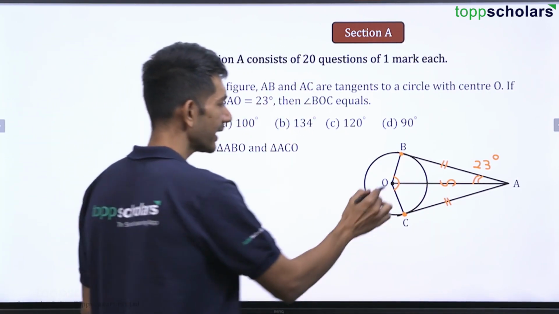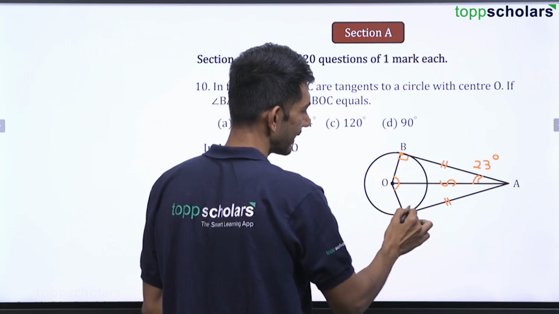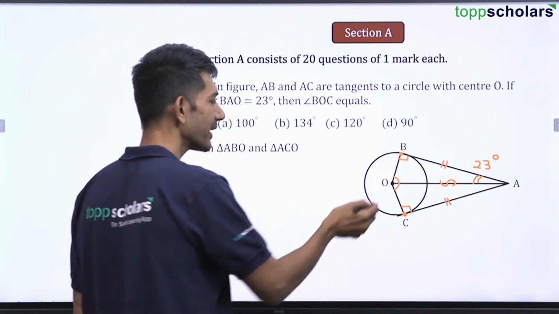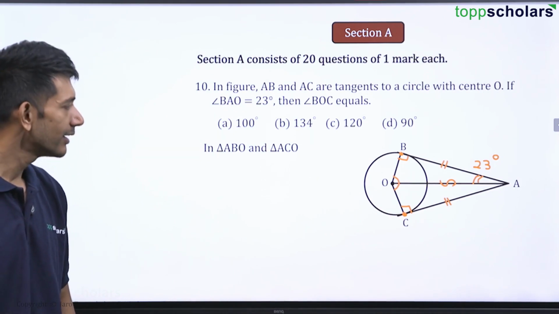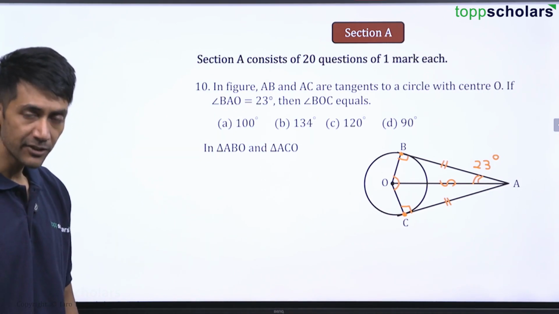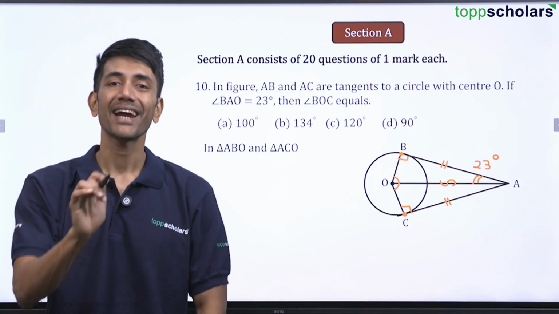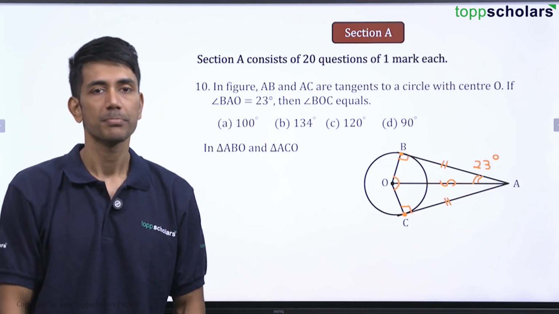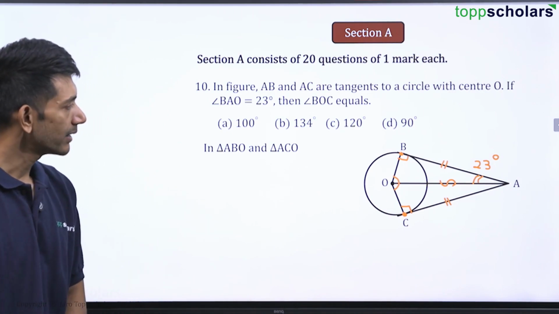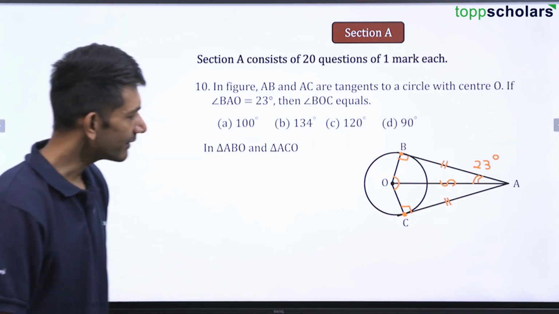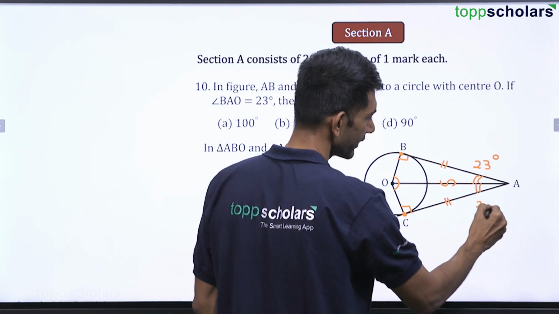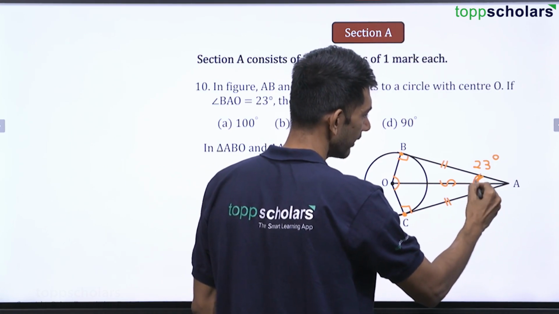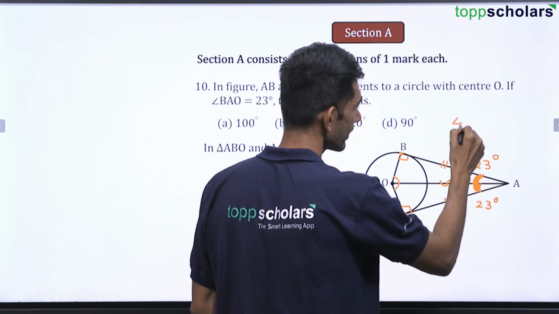If you want, you can take this as 90, this as 90, or else you can also take the radius. If you take the radius, that will be SSS test of congruency. If you take 90 degrees each, that will be RHS, right angle hypotenuse side, correct? Now two triangles are congruent, so if the upper angle is 23 degrees, the lower angle over here is also 23 degrees, and this entire angle will be 46 degrees.